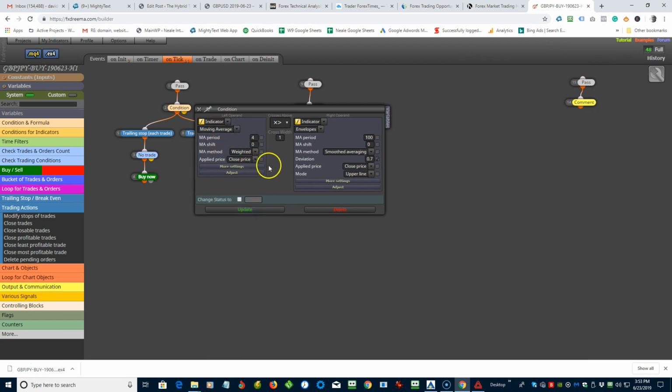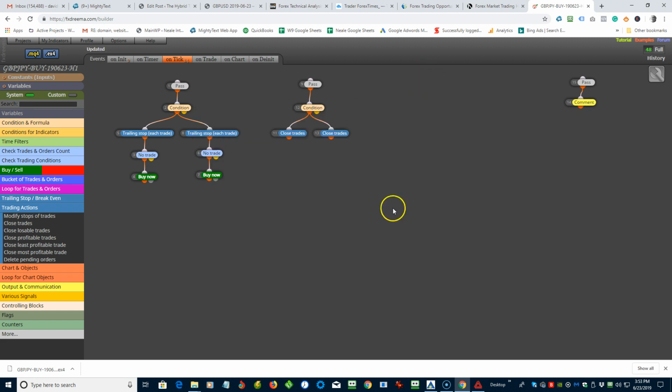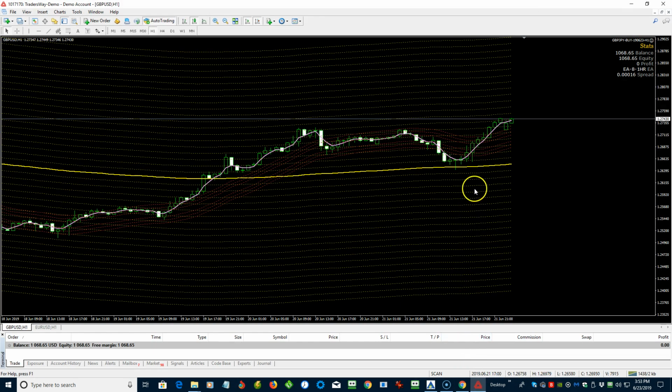weighted on the close. And this little symbol means it's crossing upwards, and we're looking at an envelope with a moving average value of 100, smoothed. You see how we've got the 0.7 close price and the upper line. What we mean by upper line is the deviations that are above the main moving average, and these are the deviations in the lower line down here.